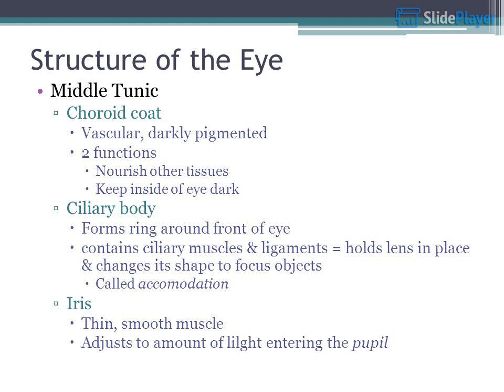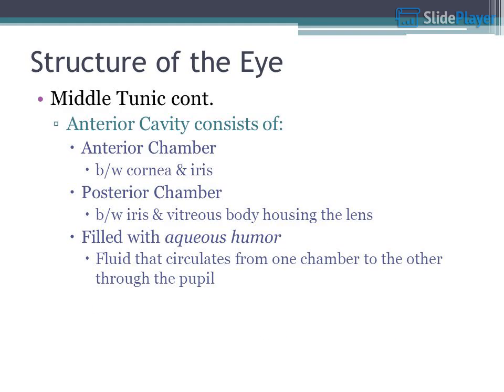Called accommodation. Iris: thin, smooth muscle. Adjusts to the amount of light entering the pupil. Iris muscles: radial and circular sets of muscles. Pupil: the hole in the iris. Structure of the eye: middle tunic.